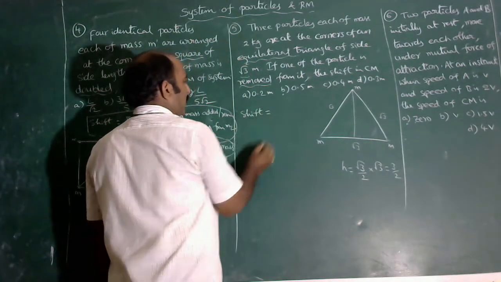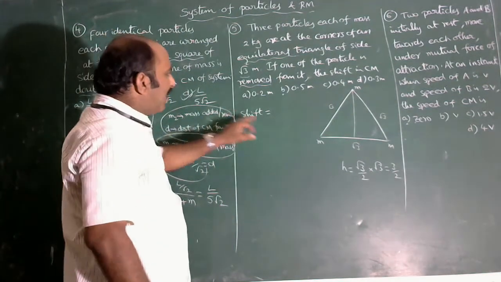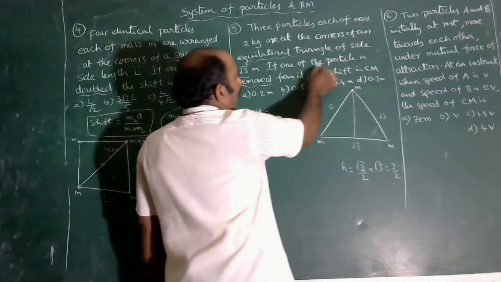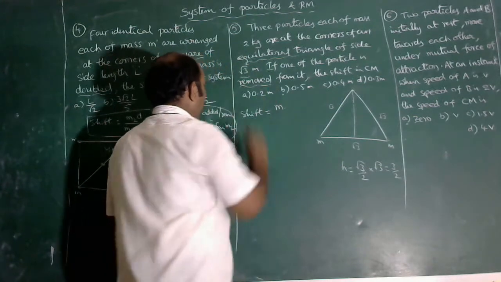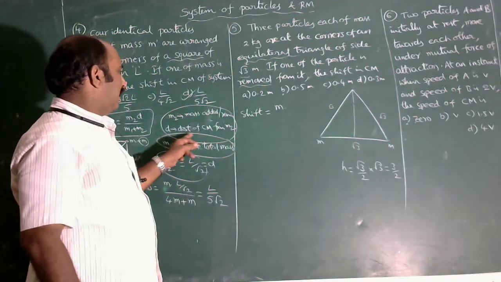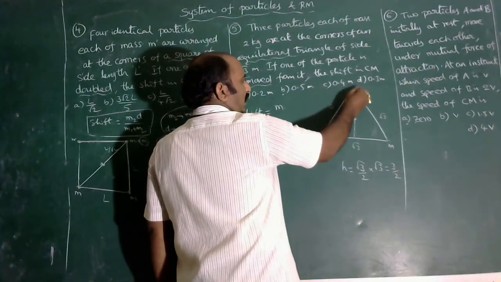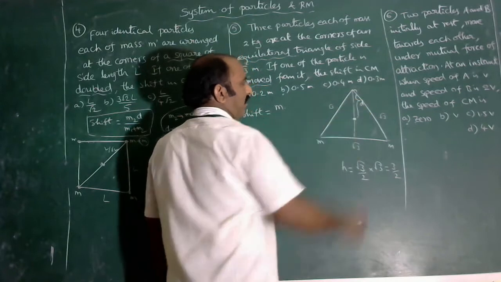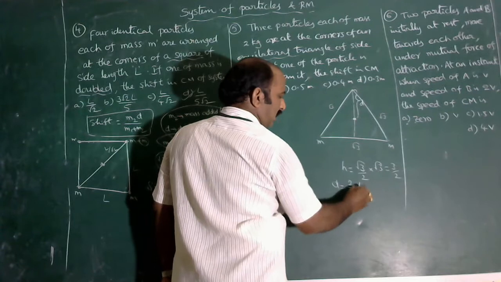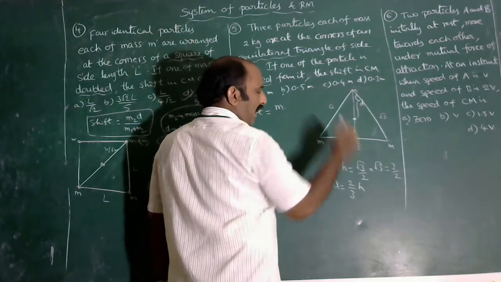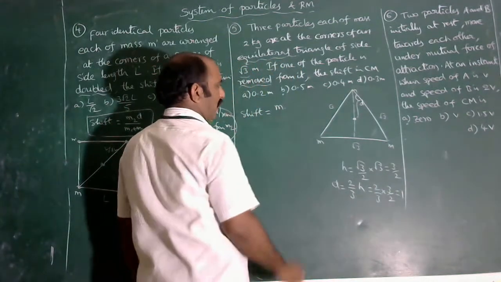Just keep that in mind. Now by the shift formula, m2 d by m1 plus m2. That means mass removed here. One of the particles is removed. Suppose this mass is removed, the amount is m, into d. D means distance of center of mass from m2. That is the d value. D is nothing but 2 by third of h, 2 by third of the height of the triangle. This is 2 by 3 into the h value 3 by 2, so the d value is 1.